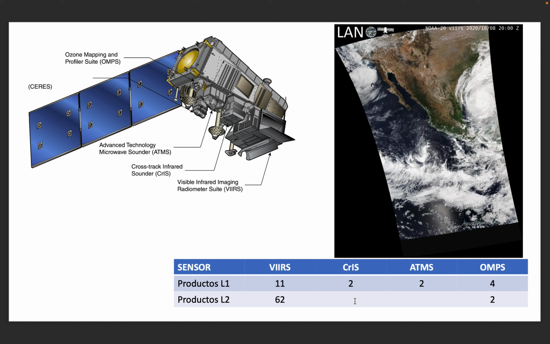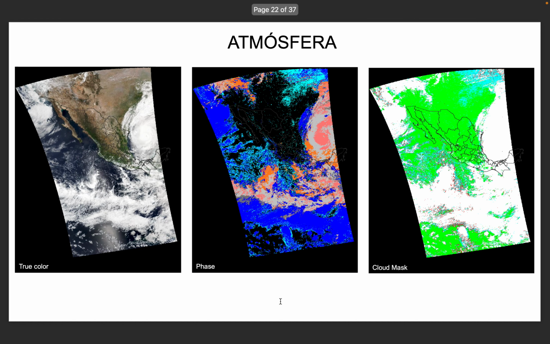From the more modern satellites, NOAA-20 and those, we get these products: L1 products from VIIRS, CrIS, ATMS, OMPS, and L2 also, no? 62 products from VIIRS, L2.